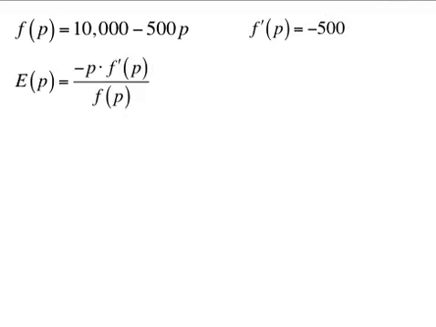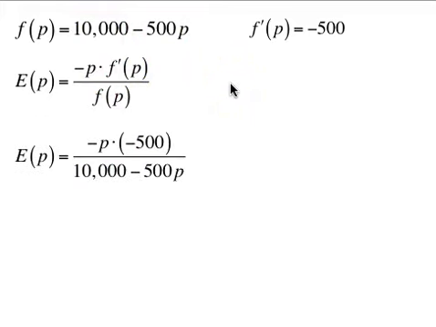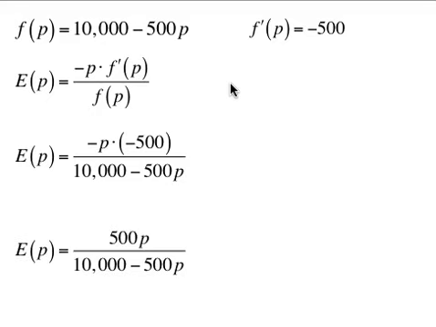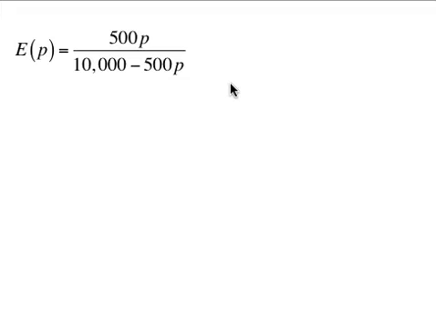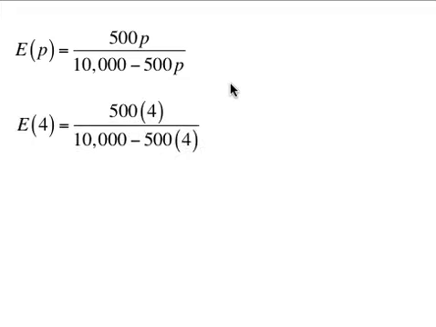So here's what we are given, and there's our formula for the elasticity as a function of price. So E of p will be negative p times f prime of p, which is negative 500, divided by f of p, which is 10,000 minus 500p. Negative p times negative 500 is, of course, 500p. So we get E of p is 500p divided by 10,000 minus 500p.